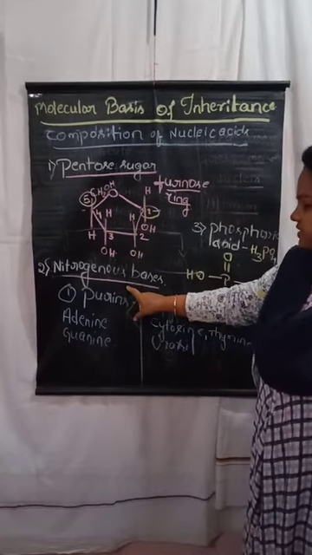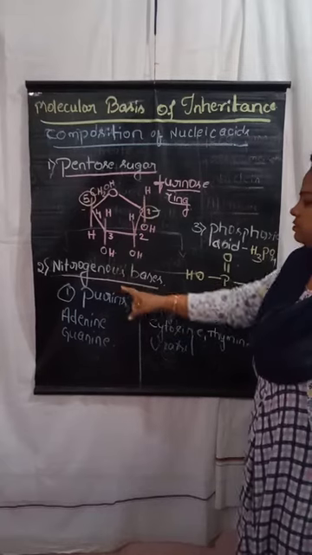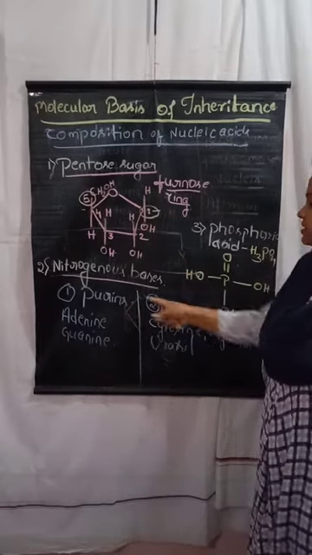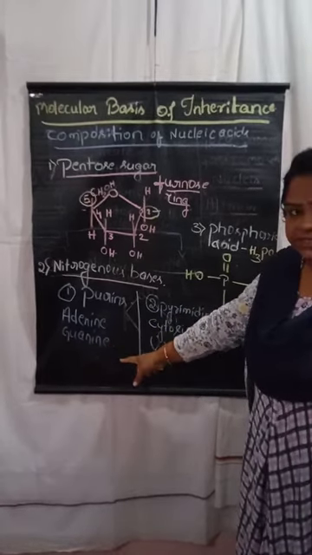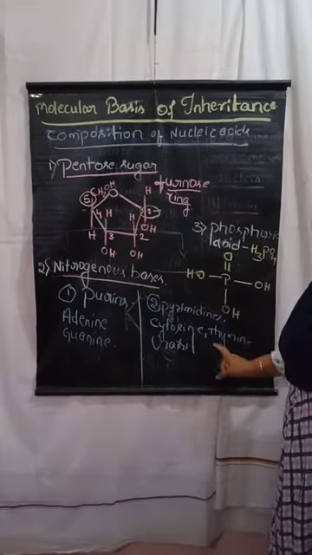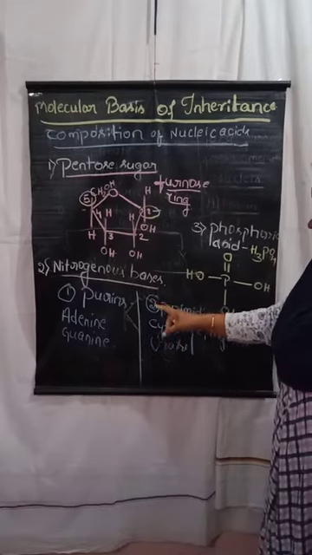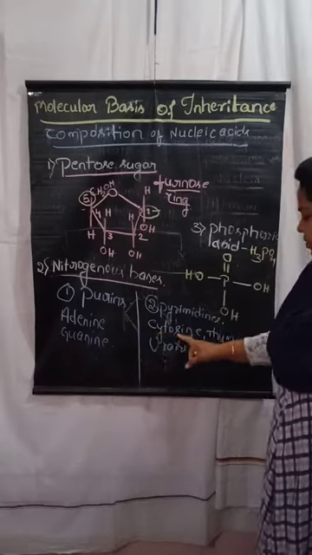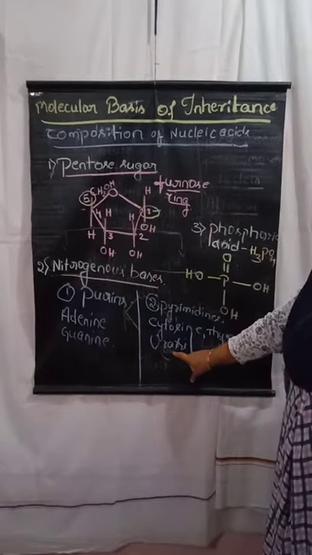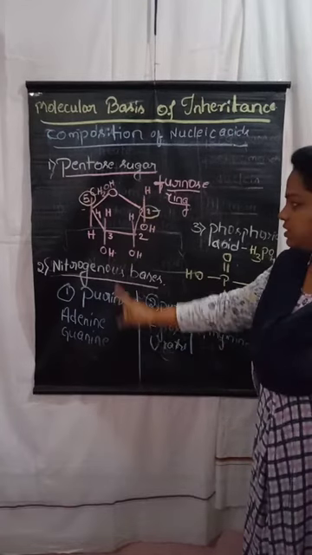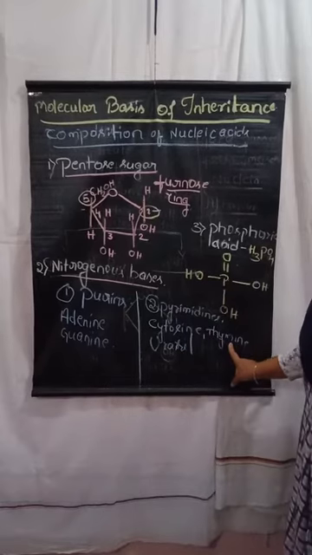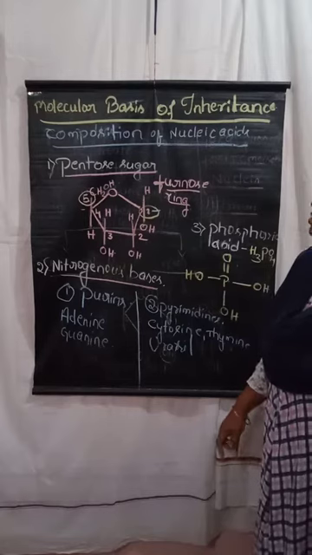The second chemical component is the nitrogenous bases. There are 2 types of nitrogenous bases: purines and pyrimidines. The purines are adenine and guanine, which are bicyclic, double ringed structures. The pyrimidines are cytosine, thymine, and uracil. Adenine, guanine, cytosine, and thymine are present in DNA, whereas in RNA, thymine is replaced by uracil. In RNA, the nitrogenous bases attached to the pentose sugar are adenine, guanine, cytosine, uracil. In DNA, adenine, guanine, cytosine, and thymine. So this is the chemical composition of the nucleic acids.